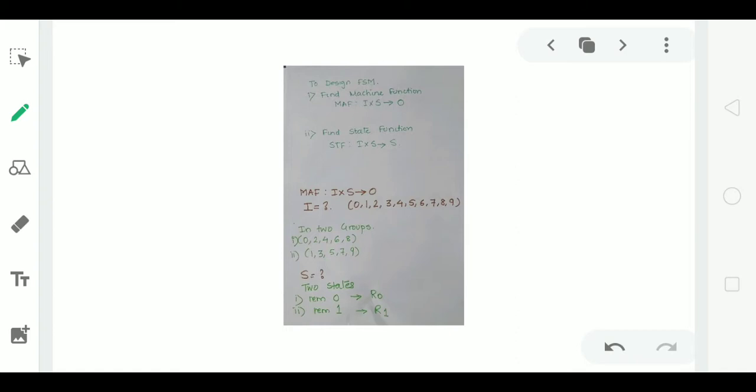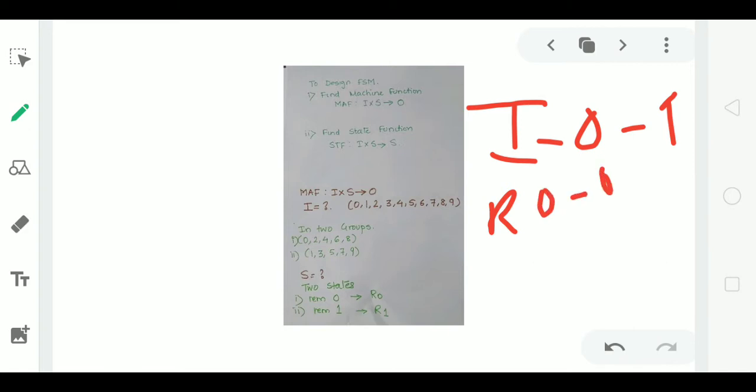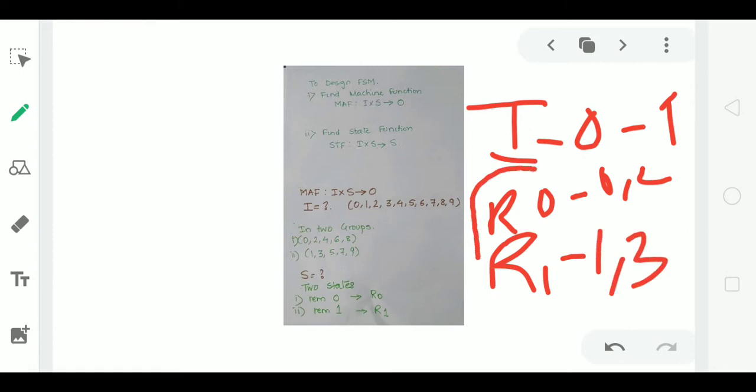These groups are going to be used for designing the FSM. So here the I, which consists of numbers from 0 to 9, is divided into two groups: one group with remainder 0 as 0, 2, 4, 6 like that, and the remainder 1 group will be 1, 3, 5, 7 like that. Now what about the states? The states are the conditions on which we are judging whether the number is divisible by 2 or not. So here the states are R0 and R1.